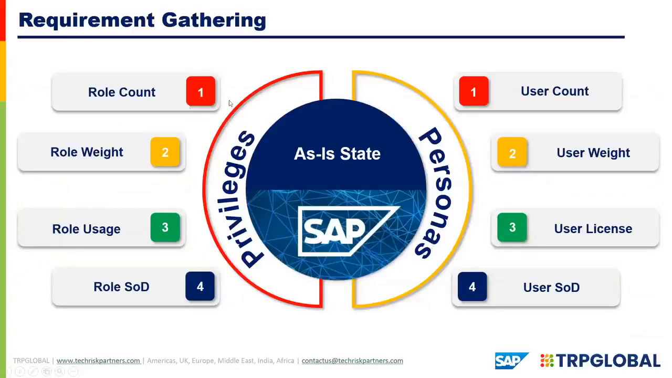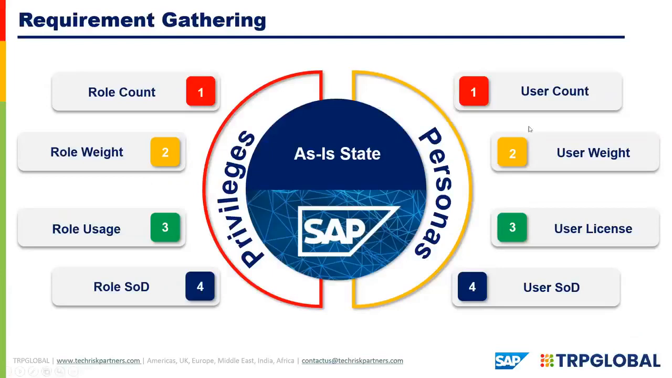Be it the total count of roles or total number of users that exist in the organization, the weightage of a role, how the roles are being defined, whether one role has got 5 T codes and the other has got 500 T codes. There should be an ideal weightage, and that comes as a part of a service when we do a health check of any system available in the customer landscape.